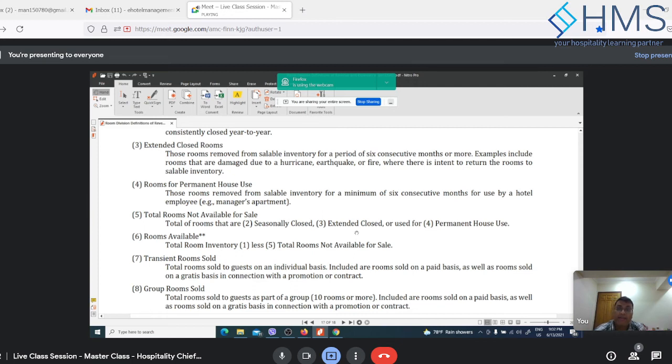Okay. Then the other rooms, which are permanent house use, are also removed from the available inventory if they are occupied for more than 6 months by a hotel employee. But it has to be permanent, meaning from the intent, it has to be the manager's apartment, so they are not really part of the available inventory.